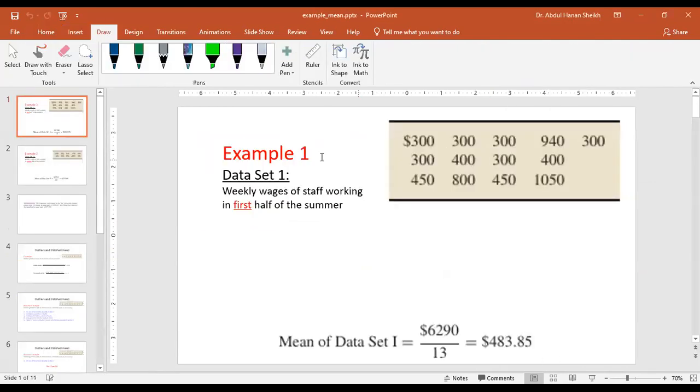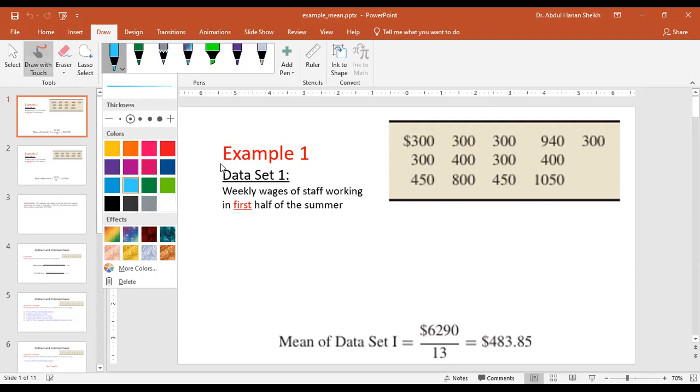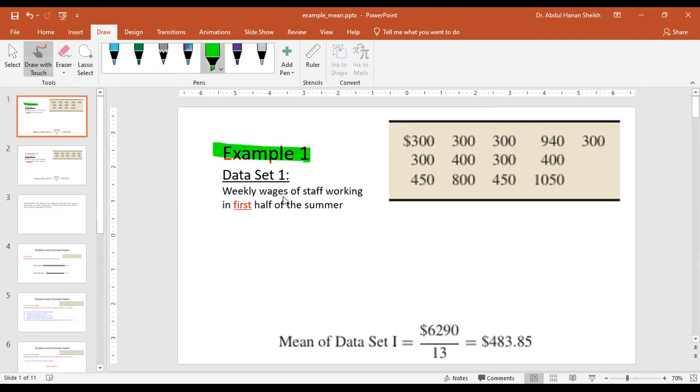Now you must be seeing this example number 1. Yes, sir. Okay. So example number 1 is the weekly salary of 13 persons working in the first half of the summer. Look at this data, 300, 303 in dollars.